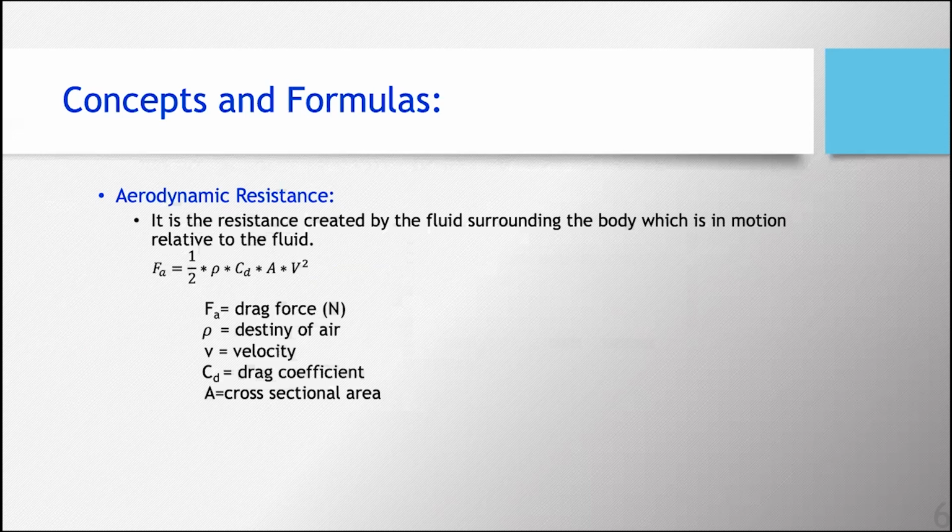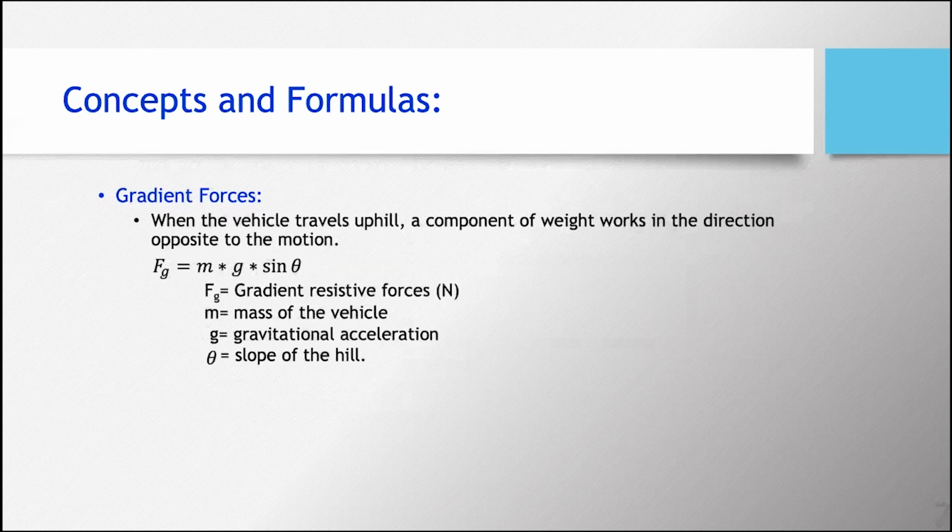And the cross-sectional area, in the sense the front view, when we view the body in the front plane, the area occupied by the body in the front plane is known as the area, which we use here. And the gradient forces, these come into the picture while we are traveling uphill or downhill.